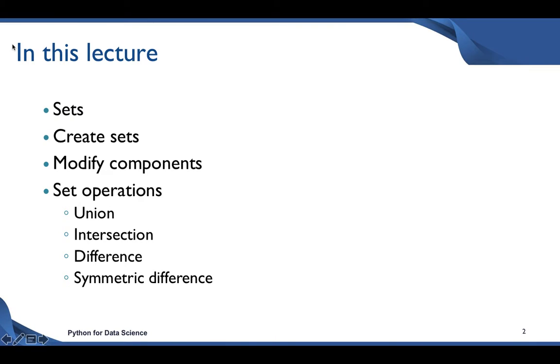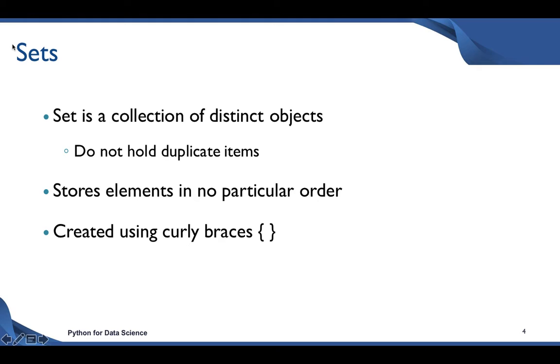In this part we will see how we can create sets and modify their components. Then we'll see the set operations, that is union, intersection, difference, and symmetric difference. So what is a set? A set is a collection of distinct objects. It does not hold any duplicate items, it stores elements in no particular order, and it is also created using curly braces. As we have already seen, a dictionary could also be created using curly braces.